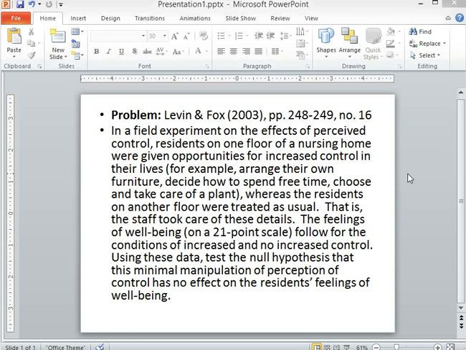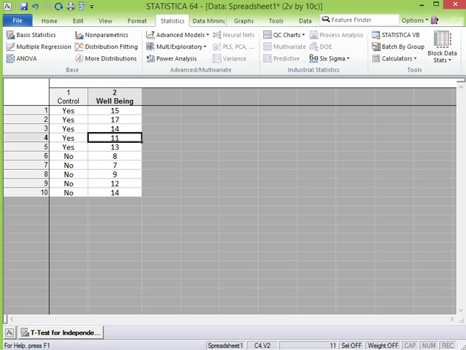The feelings of well-being rated on a 21-point scale follow for the conditions of increased and no increased control. Now, using these data, we are required to test the null hypothesis that states that this minimal manipulation of perception of control has no effect on the residents' feelings of well-being. So let's now go to our data set.